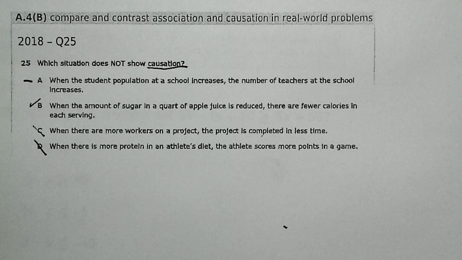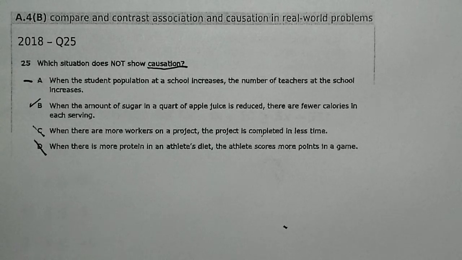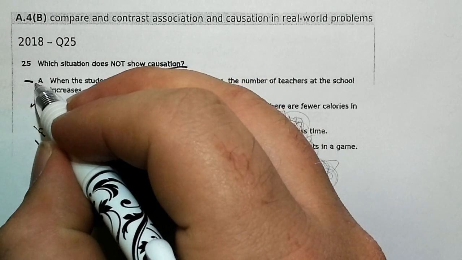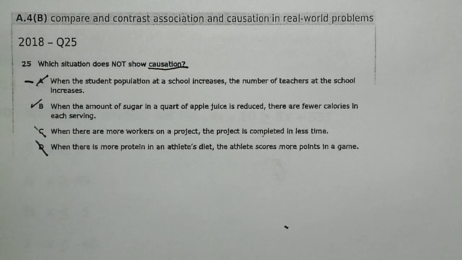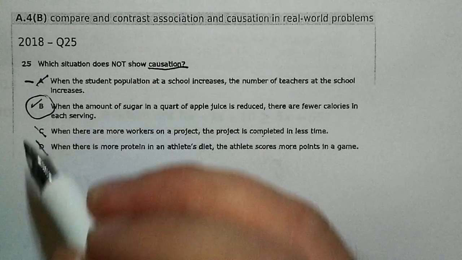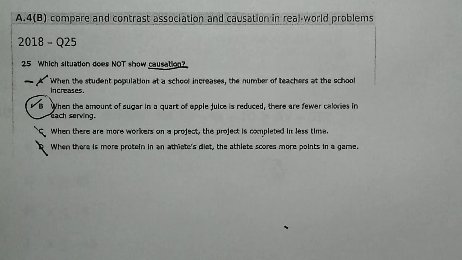So, which makes more sense? The amount of sugar in a serving is reduced, there are fewer calories in each serving. Or when a student population increases, the number of teachers in the school increases. Now, my problem with this one and why I'm going to eliminate A is because there are some years where the student population goes up just a few students and they don't necessarily hire an extra teacher. Their classes just get bigger. But every single time you take away sugar from a recipe, there's going to be fewer calories in that recipe.